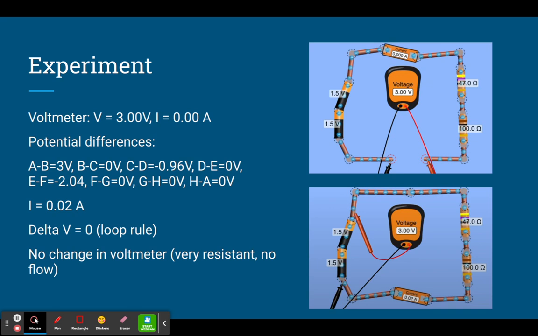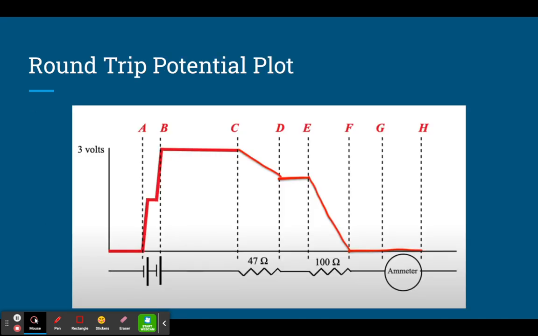And so for this part, we have the voltmeter, which is 3 volts, and the current, which is 0 amperes. And so the potential differences were found just from subtracting the certain letters by one another of those volts, and you can see the values all there. And then delta V was also found to be 0, which we know through the loop rule, and there was no change in the voltmeter because of the high level of resistance, which would reduce the flow. And here is the round trip potential plot in which you can see delta V always going back to 0 at the end.